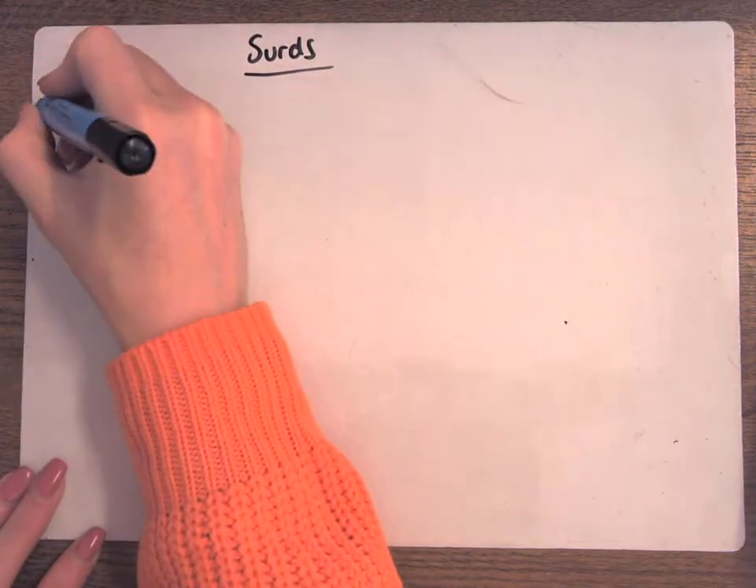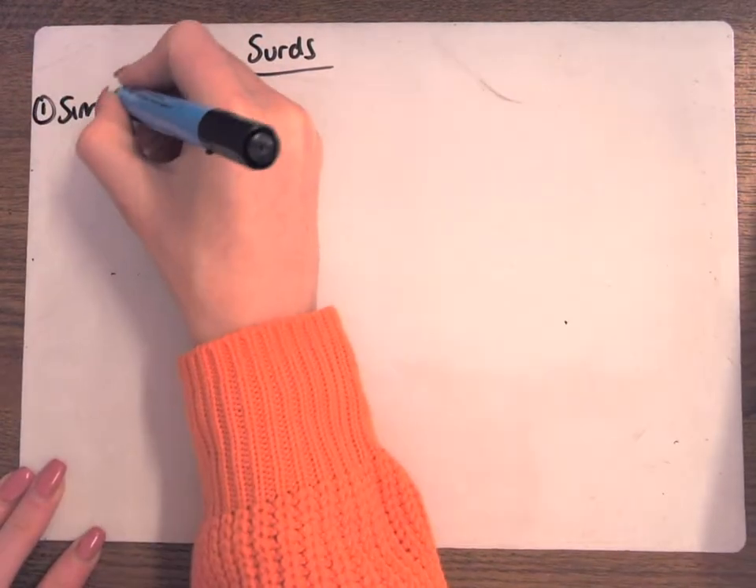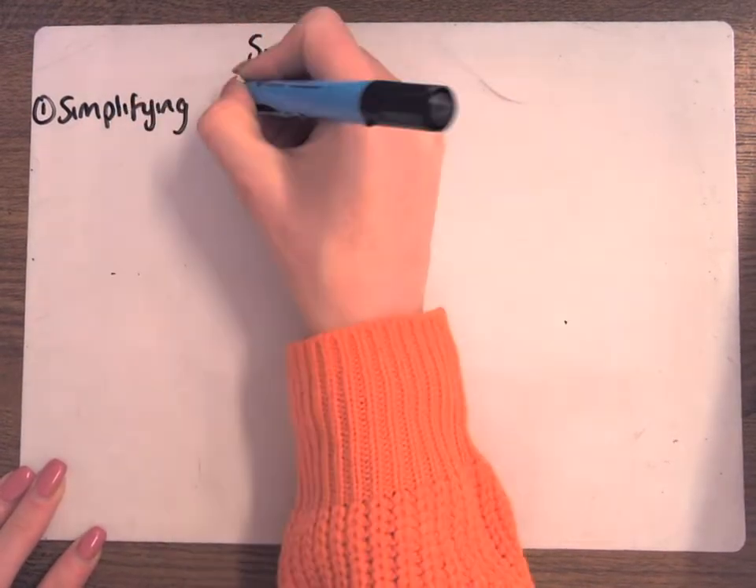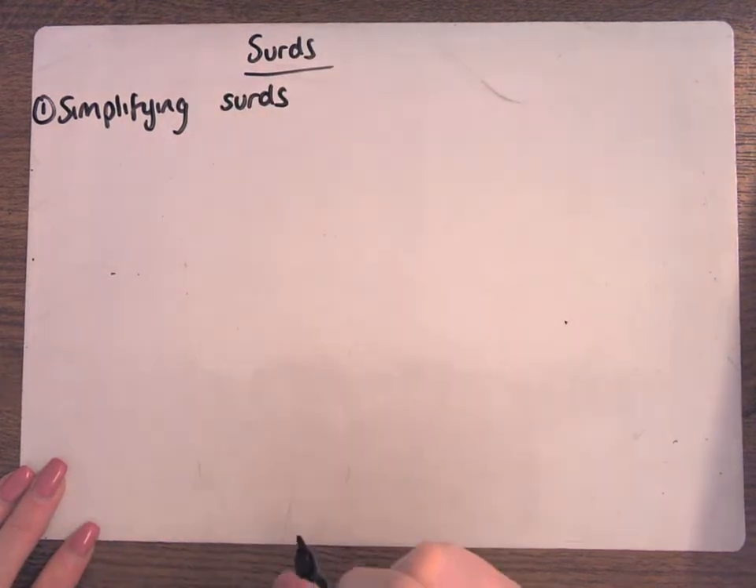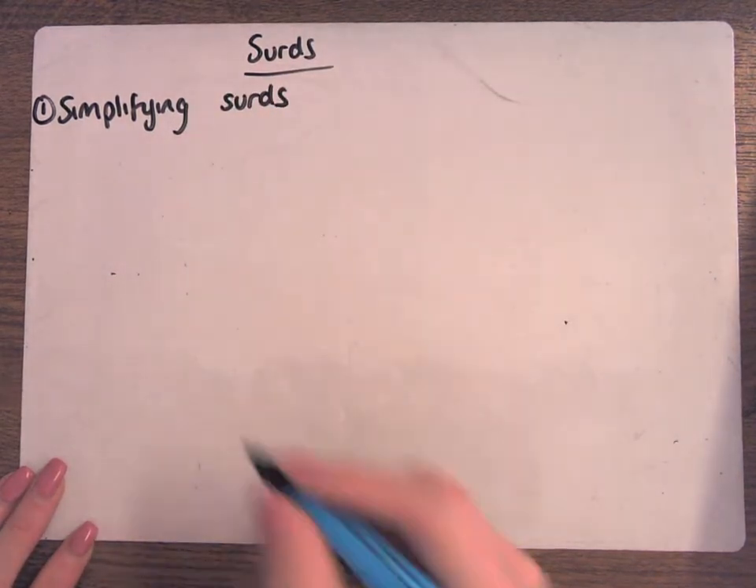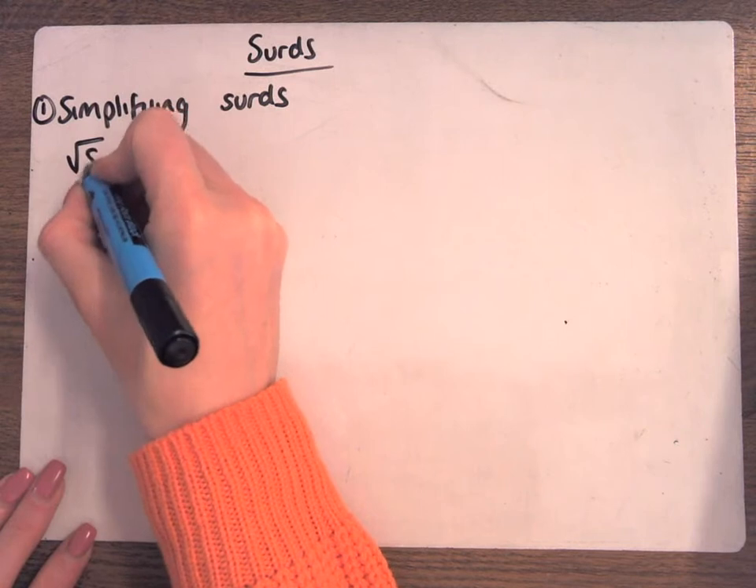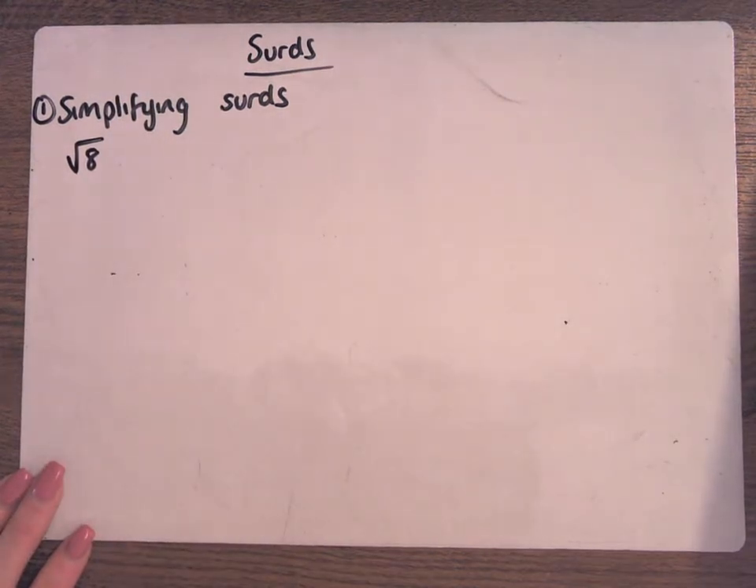So first thing is simplifying. Now our calculator does do this for us, but it's important that we know how to do it, okay? So for example, the square root of 8. Throw the square root of 8 into your calculator and tell me what you get. Someone. Two root 2. Okay, so how did they get that?